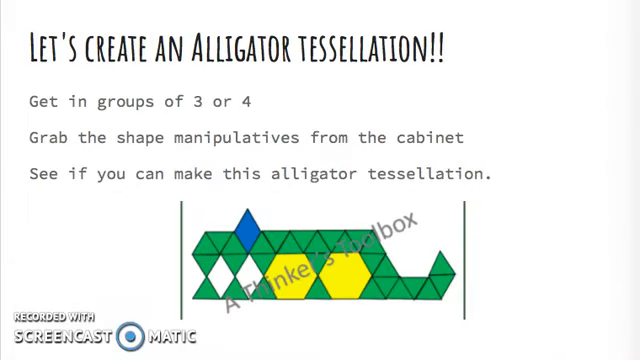And then just another thing that you can create is this alligator tessellation. So go ahead and get in groups of 4, grab the shape manipulatives, and see if you can make this alligator tessellation.